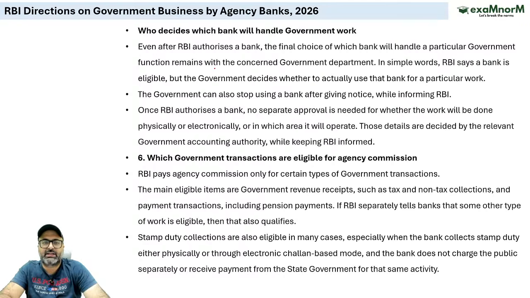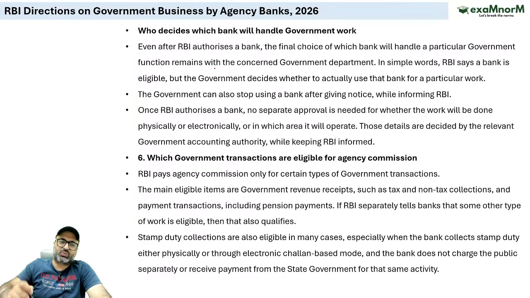अगला पॉइंट क्या कहता है सर? अगला पॉइंट कहता है who decides which bank will handle the government work. So who will decide? Obviously RBI will decide. Who will handle the government work. Once when RBI authorizes a bank, no separate approval is required and you will be operating.